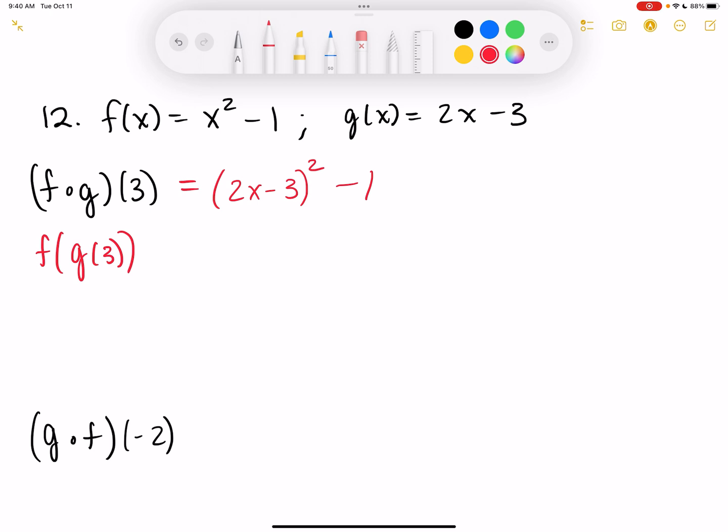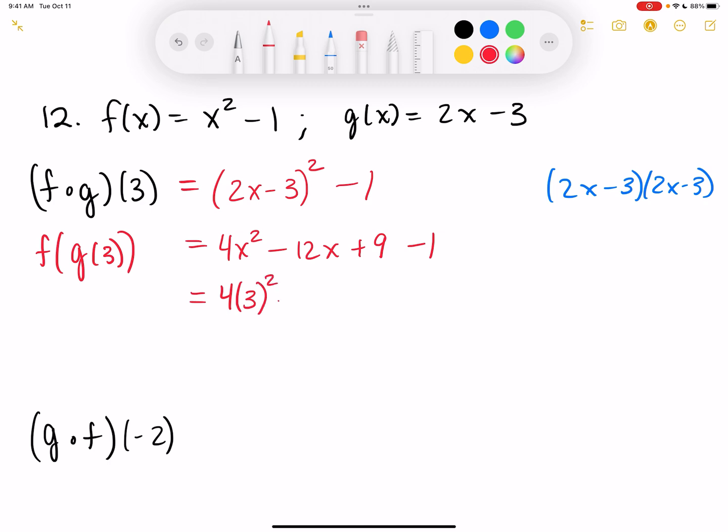So multiply this out or factor this out. What do you get? You get 4x squared minus 12x plus 9, and then minus 1. So then at this point, if you want, go ahead and plug in the 3 to save you a step. So 4 times 3 squared minus 12 times 3 plus 9 minus 1.